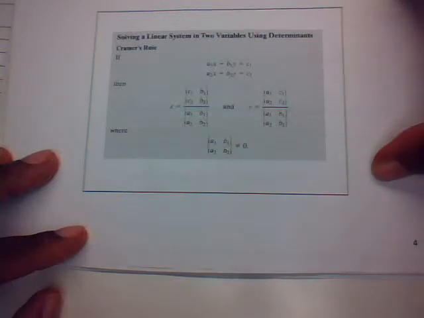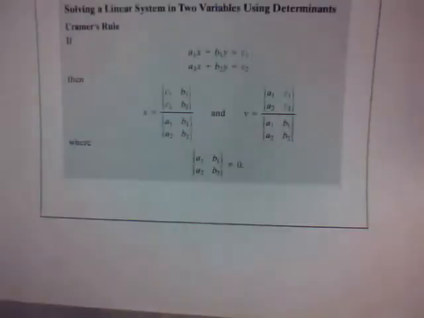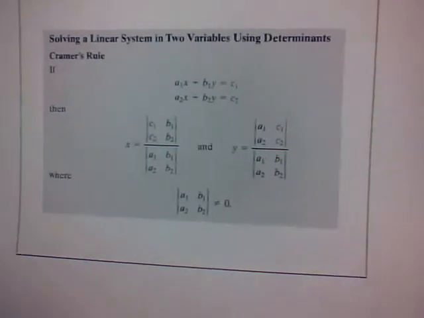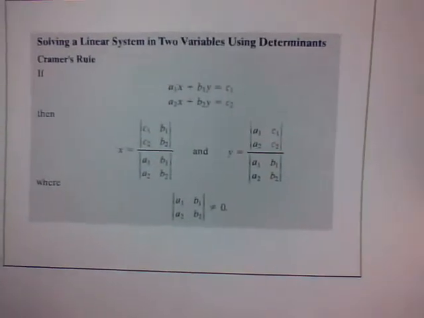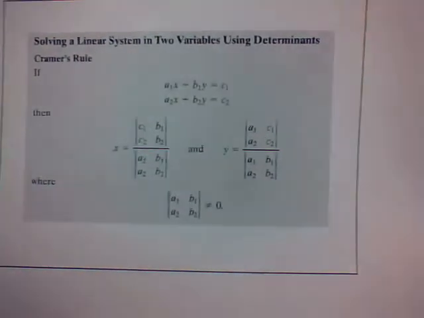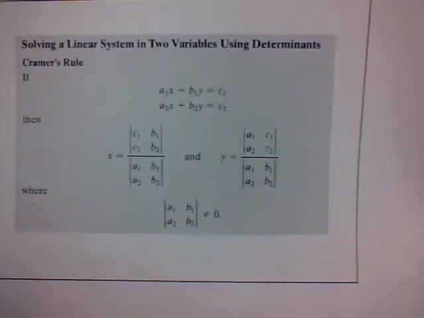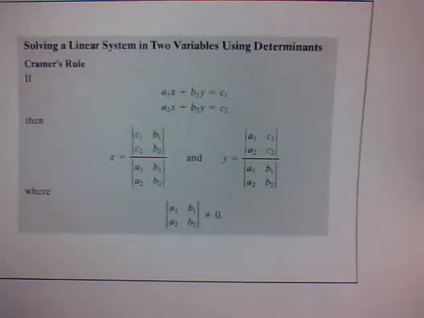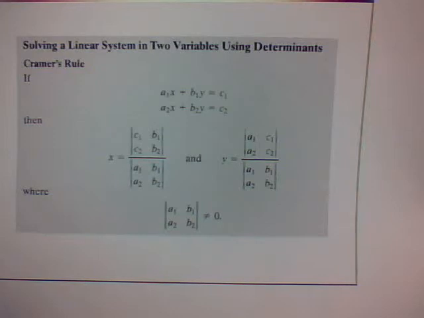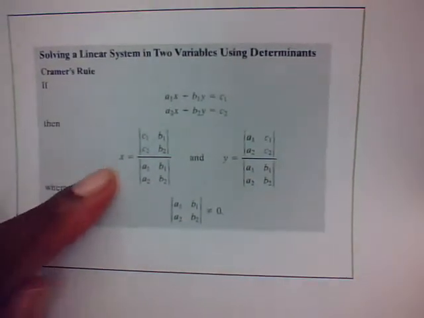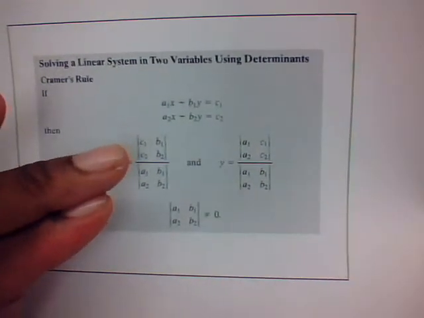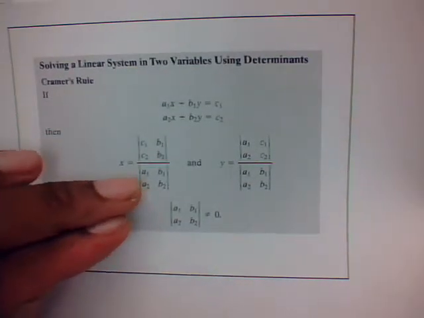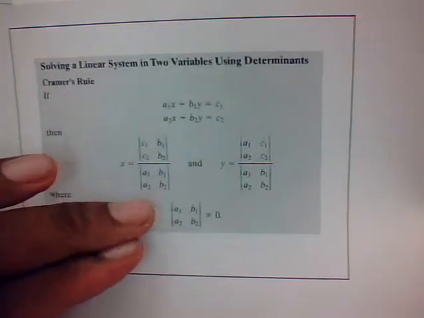And on this slide, here we have the way that we use Cramer's Rule to solve a system of linear equations in 2 variables. So here, if a1x plus b1y equals c1, and a2x plus b2y is equal to c2, then we can say that x would be this, the determinant of c1, c2, b1, b2, divided by this determinant of a1, a2, b1, b2.